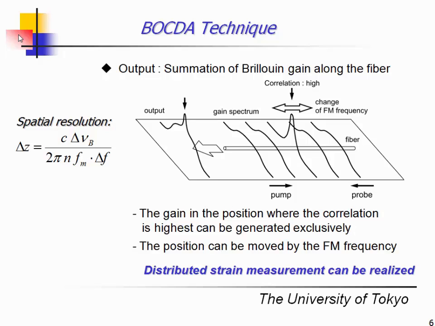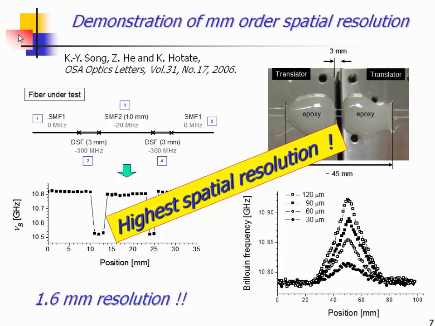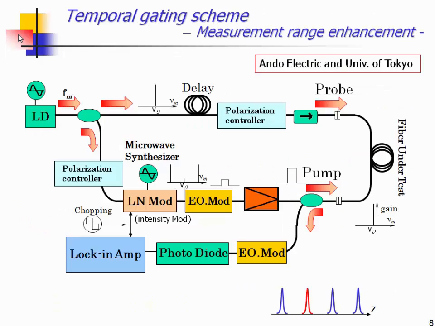Here we have the hill, and on the top of the hill we have the tower, and the peak frequency of the tower corresponds to the peak frequency at the selected position. This position could be easily swept by changing the FM frequency, so finally we could get the distributed information. This is the demonstration of millimeter spatial resolution, and the nominal spatial resolution was 1.6 millimeter. Here we set a 3 millimeter dispersion shifted fiber, and we could clearly obtain the abrupt change of the applied strain. I think this is the highest spatial resolution ever reported on the Brillouin distributed measurement.